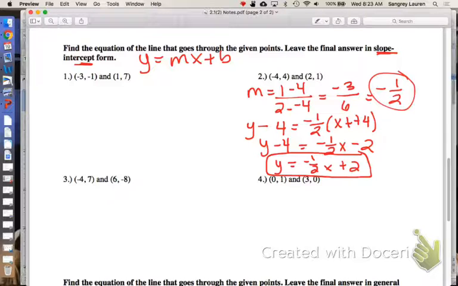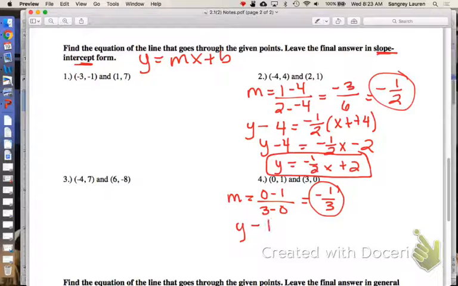Let's try number 4. So first thing we need is slope. So we need to use slope formula. We have 0 minus 1 in the numerator, 3 minus 0 in the denominator, which gives us negative 1/3, and that is reduced. So there's our slope. Now our second step is to use point slope form. I'm going to use the first point again.